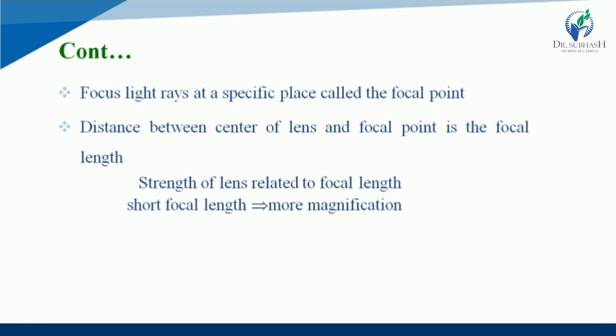Distance between the center of the lens and the focal point is the focal length. So what is focal length? Distance between the center of the lens and the focal point is called focal length. Next is the strength of the lens related to focal length. The shorter the focal length, the more the magnification power.